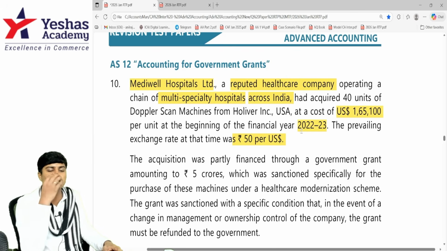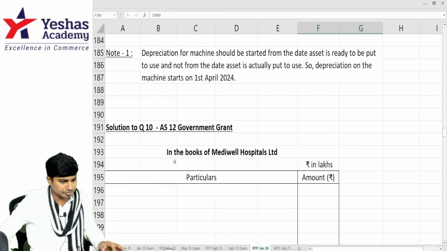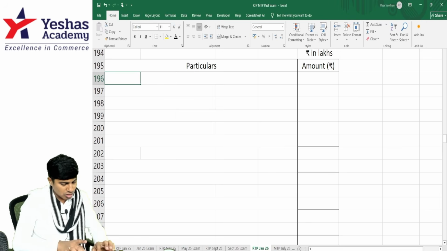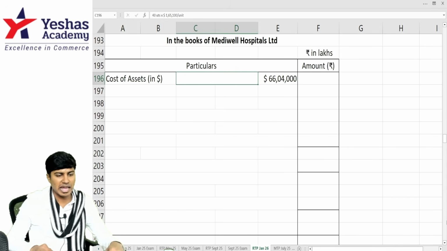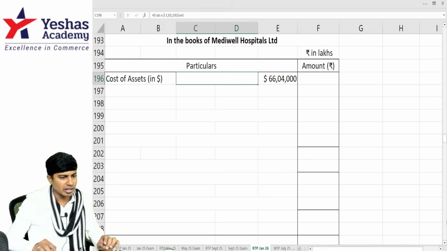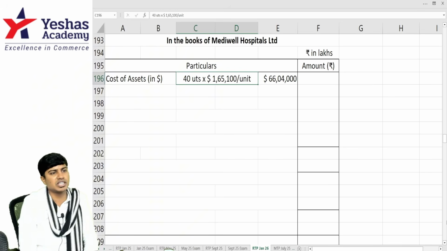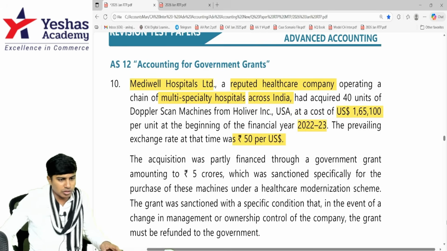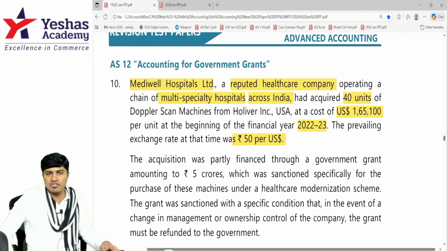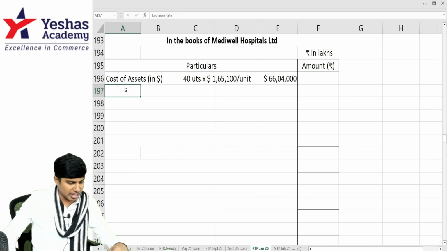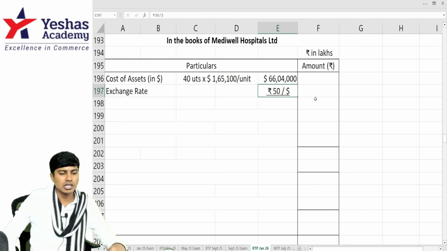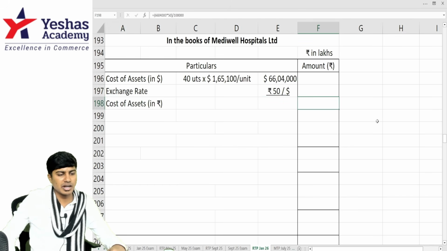Please take your calculator and do 165,100 into 50. We bought how many units? 40 units. One unit is 165,100, so 40 units is $66,04,000. And the exchange rate, each dollar is 50 rupees. So do 66,04,000 into 50. What will the cost of the asset in Indian rupees be?